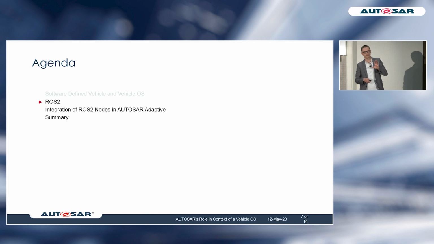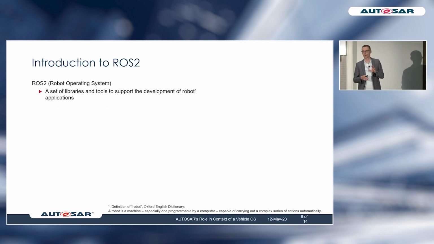Just as a brief introduction, what is ROS2? It's a robot operating system, and it consists of libraries, more or less, and a tool set supporting you in developing robot applications with arms and positioning and things like that. And the idea is to reuse that kind of ecosystem for vehicle application development, especially in the ADAS domain.